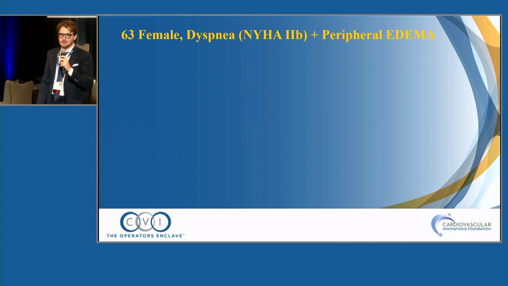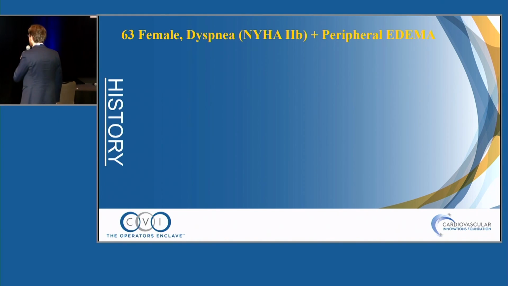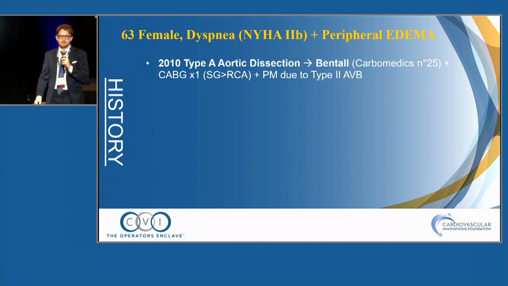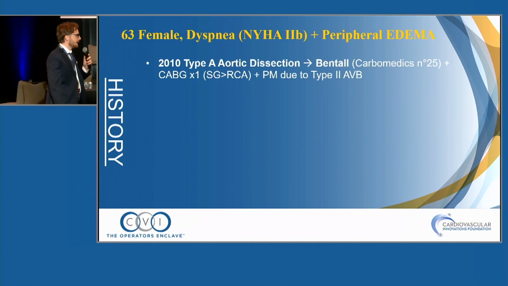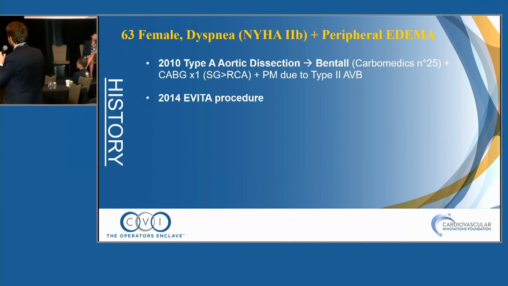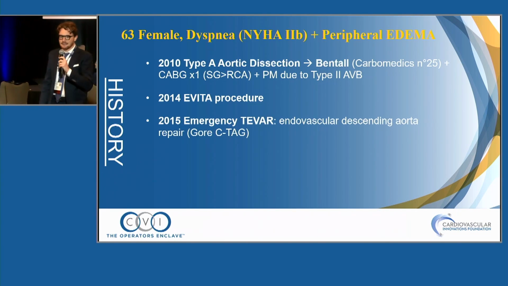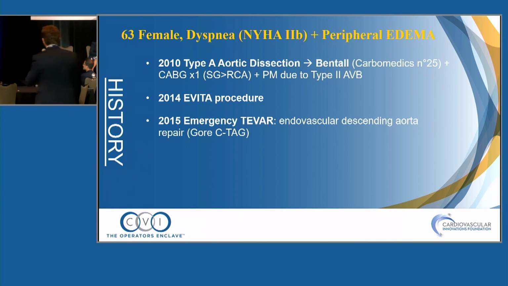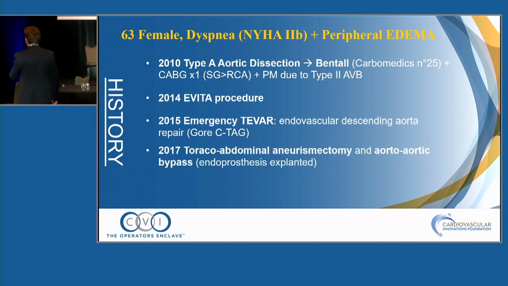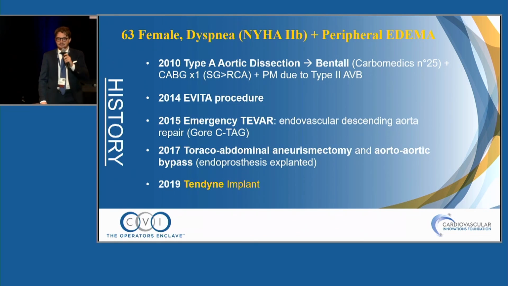We have a 63-year-old female with dyspnea and peripheral edema, but the juicy part is the history. First of all, the patient underwent a type A dissection, which we treated with Bentall and CABG. But 4 years later, we ended up with a frozen elephant trunk procedure, which means that we replaced the whole arch. And some years later, again, we had an emergency TEVAR for problems with endoleaks of the prosthesis. Nevertheless, a thoracoabdominal aneurysmectomy for problems with the prosthesis as well. But in the end, we succeeded in 2019 in implanting the Tendyne.